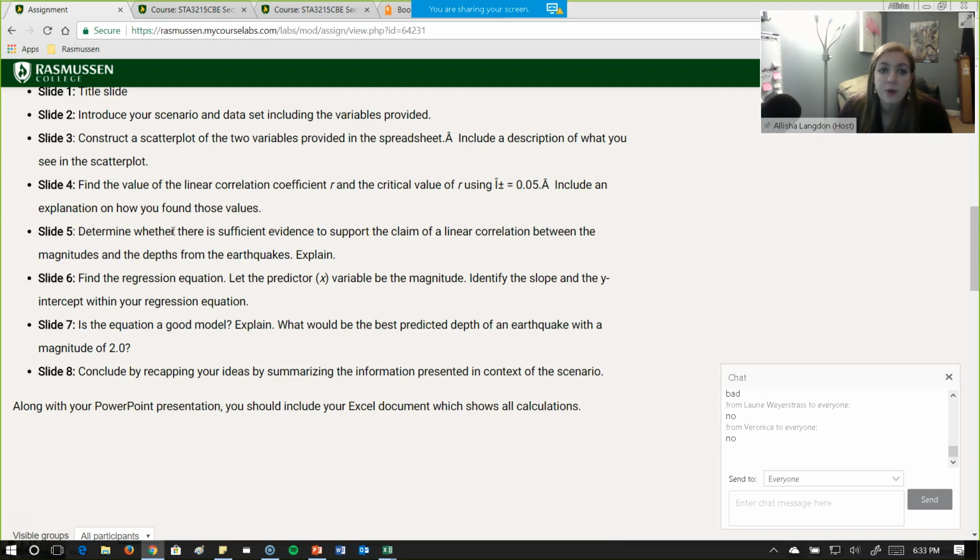Slide 5, determine whether there is sufficient evidence to support the claim of a linear correlation. So you're just comparing the R and the critical value here. Explain. Slide 6, find the regression equation.